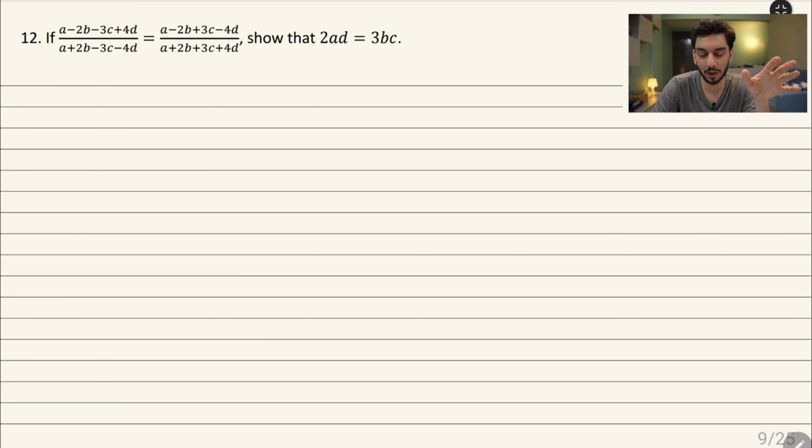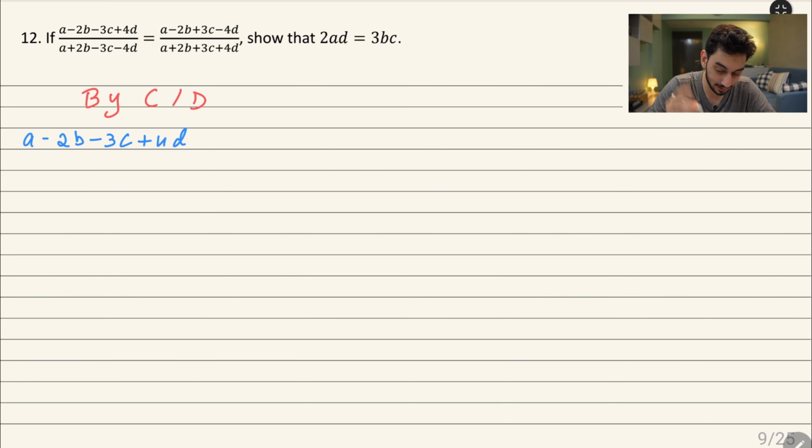Do not be worried about that. You just have to use componendo dividendo. Okay, so by componendo dividendo, it means I have to do numerator plus denominator upon numerator minus denominator. Look very carefully. This becomes a minus 2b minus 3c plus 4d, that's the numerator, plus the denominator, which is a plus 2b minus 3c minus 4d, numerator plus the denominator, upon numerator minus the denominator.